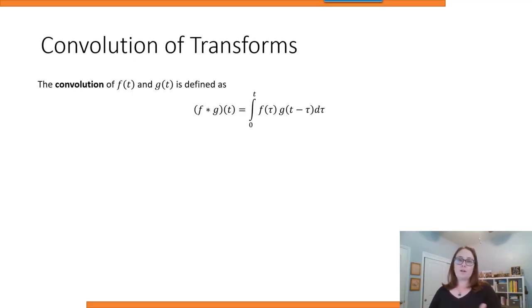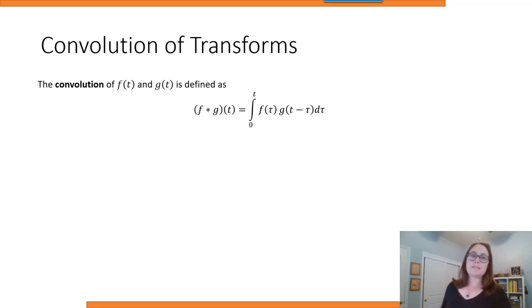So f convolved with g of t is equal to the integral from 0 to t of f of tau. If you really don't like the Greek letter tau here, which is kind of a curvy t, you can use different letters, but make sure it's distinct from the t, because the t and the tau are different variables here. So it's the integral from 0 to t of f of tau times g of t minus tau, and we're going to integrate this with respect to tau.